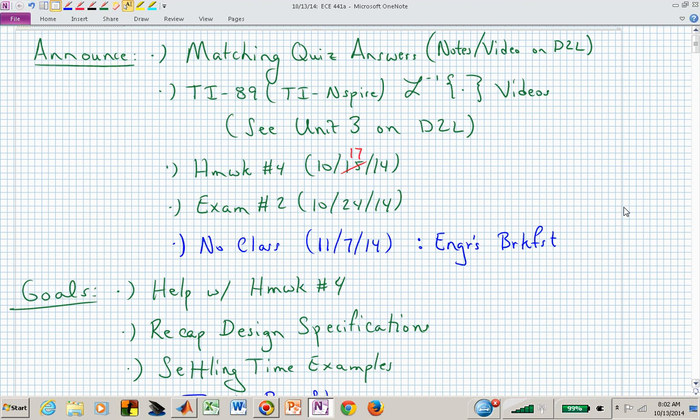Exam 2 is not this Friday, but next Friday, and a few Fridays thereafter, we won't have class. It will be homecoming, and they have an engineer's breakfast, which the graduating seniors are encouraged to attend.